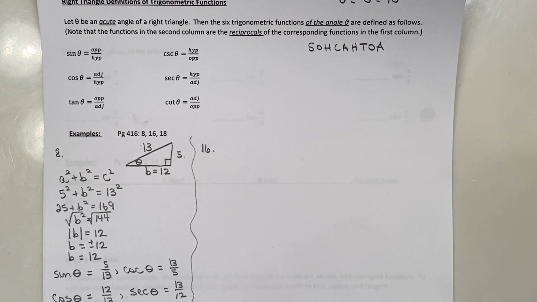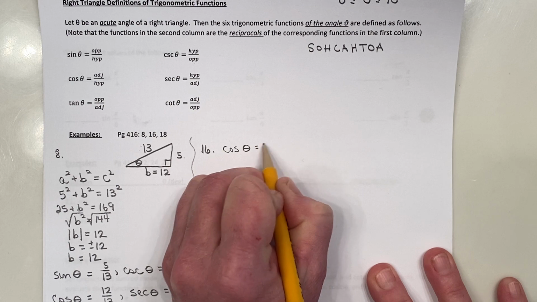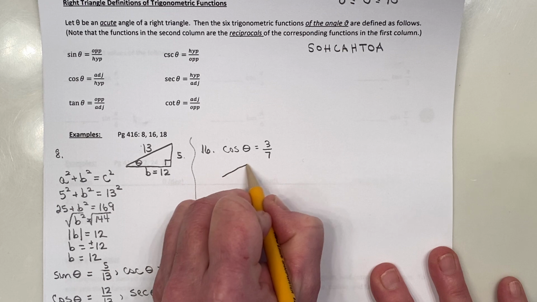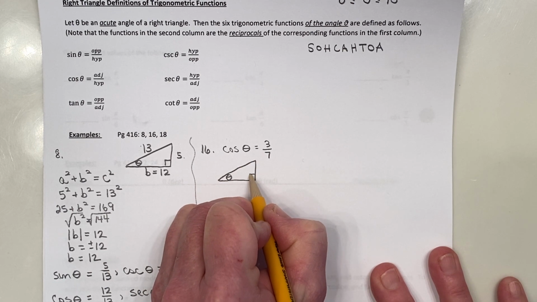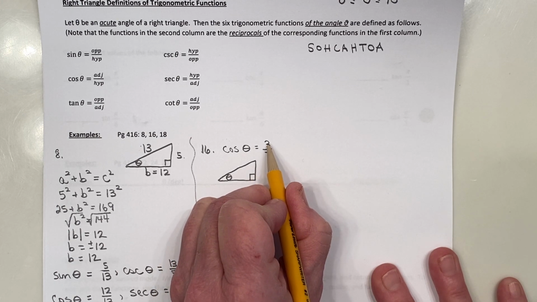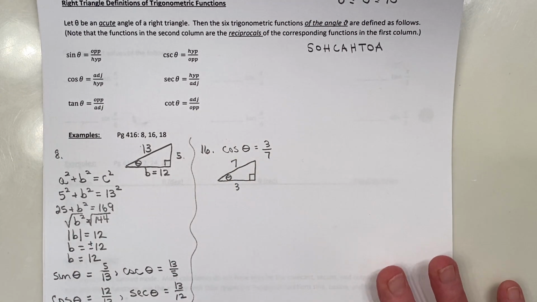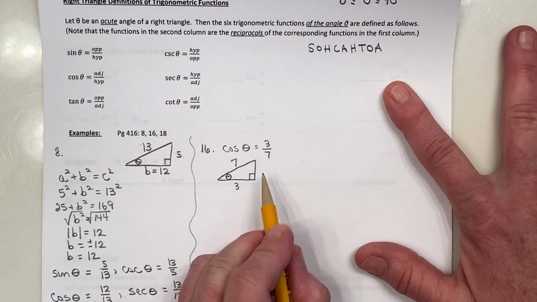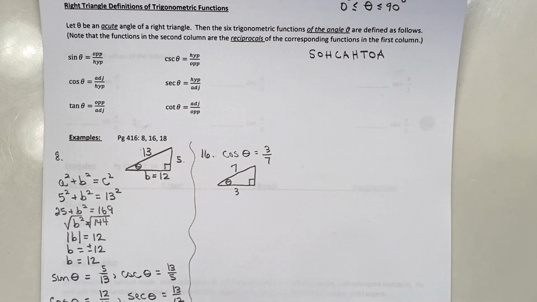So for problem 16, all we're given to start with is that cosine of theta equals 3/7. So the first thing I'm going to do is draw a right triangle. I'll label theta. What I do know is that cosine is adjacent over hypotenuse, so adjacent is 3, hypotenuse is 7. Okay, I would label the triangle that way. So I need to use Pythagorean theorem to find the missing side. Again, a squared plus b squared equals c squared. And I've done that work.